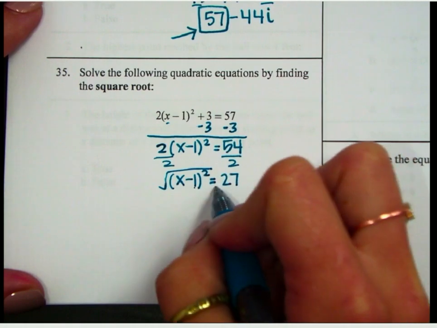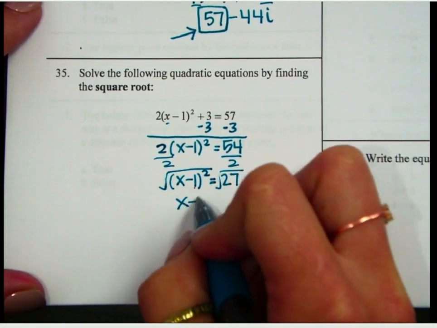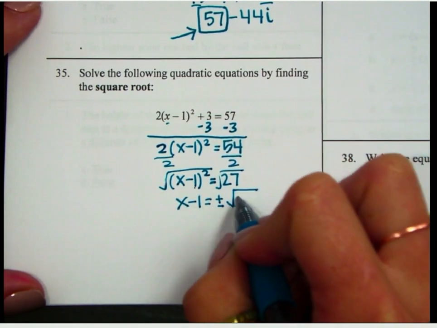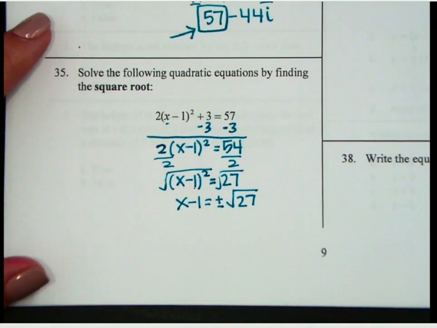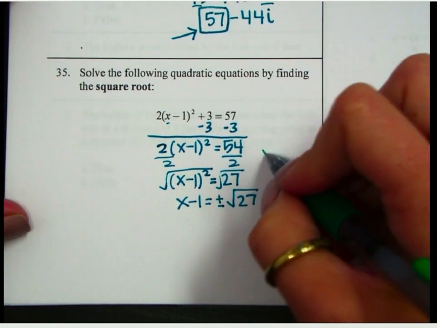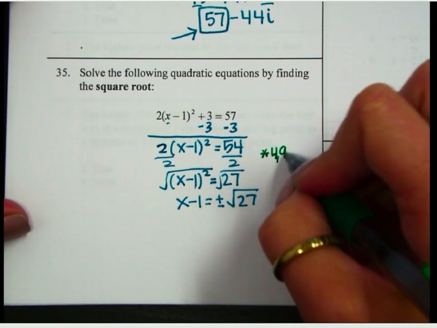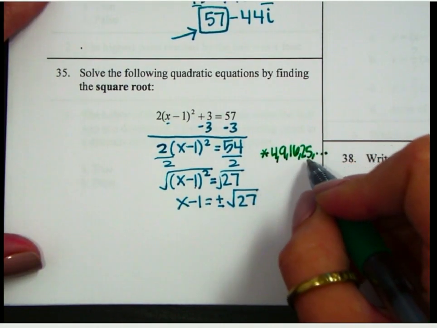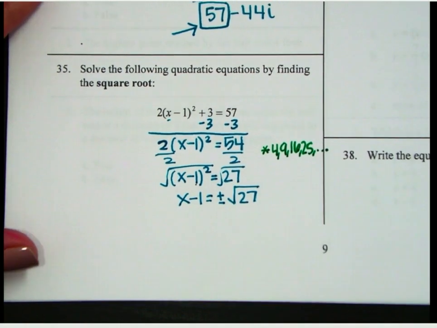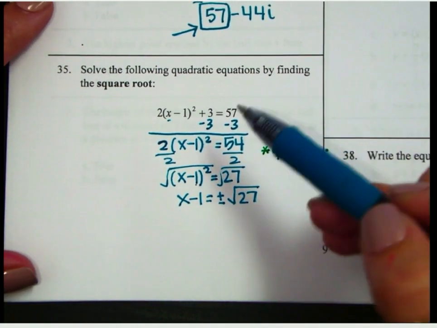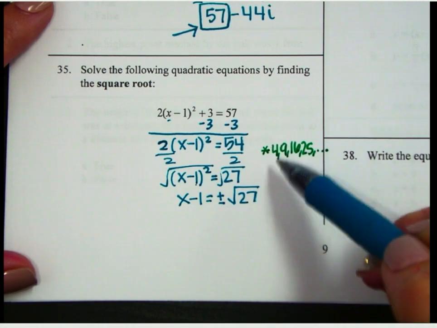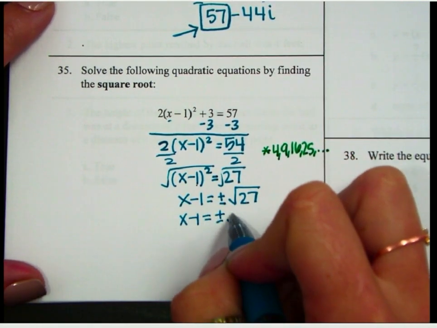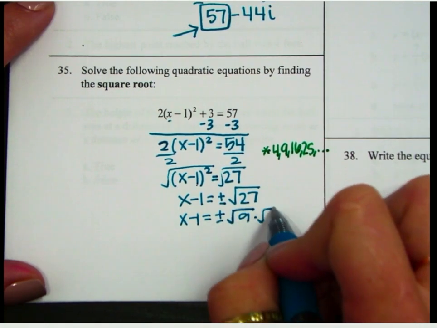Then square root both sides. x minus 1 is equal to plus or minus, and we can't do the square root of 27, so I'm going to leave it there under the square root. But again, you always think about our list of perfect squares, 4, 9, 16, 25, and if we can divide out one of these numbers from here so that we can simplify. So can we divide out a 4 from 27? No. Can we divide out a 9? Yes. So I'm going to rewrite the square root of 27 as square root 9 times square root 3.